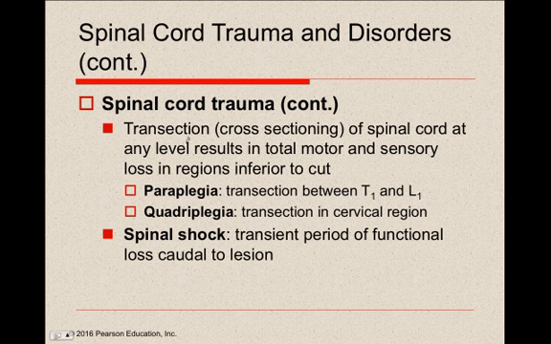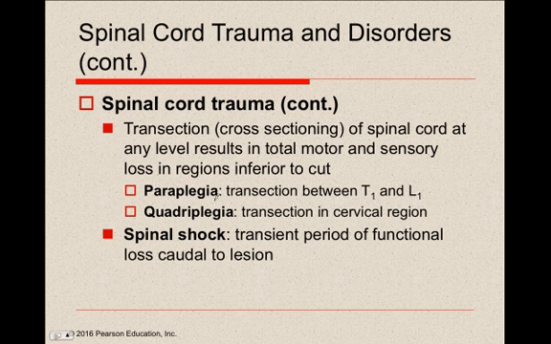And then transection or cross-sectioning of the spinal cord at any level is, obviously, our most severe trauma to the spinal cord. Literally the spinal cord is severed, right? At a point, then it can result in total motor and sensory loss in the regions that are below that cut because there's no connection from the brain out to the periphery.